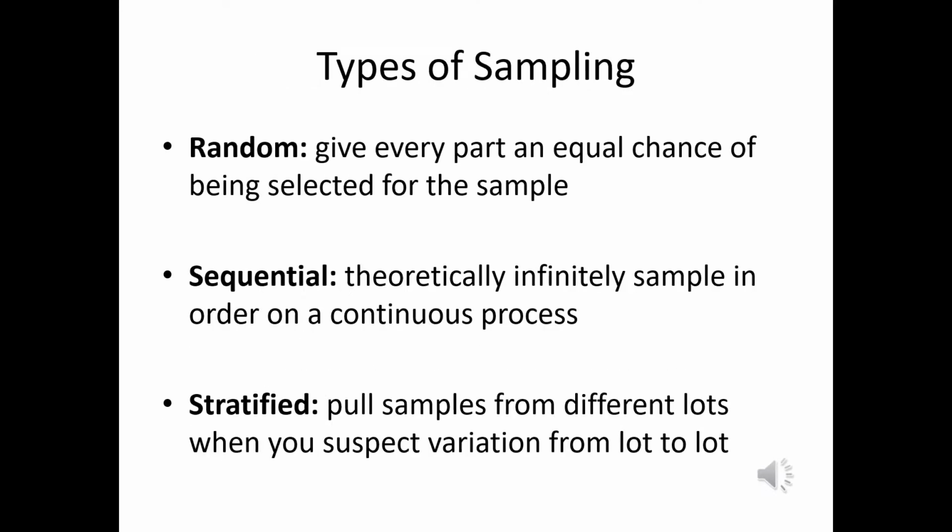There are different types of sampling. By definition, random means that every member of a population has an equal chance of being pulled and studied for the sample, right? So it's very random. Sequential. If you've got a continuous process, you just basically take readings every so often and just plot them, right? And stratified, if you've got like two suppliers, or parts made on two different days, what you're going to do is see if there's a difference between those two different lots.